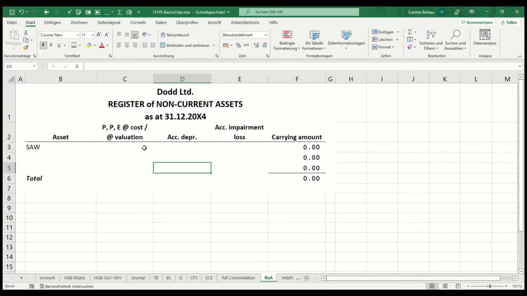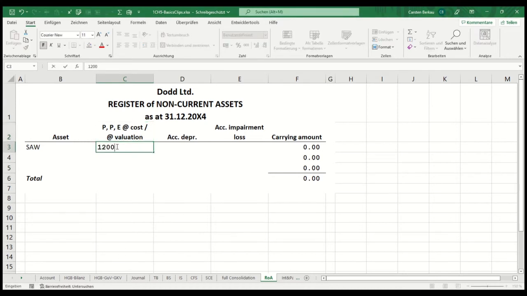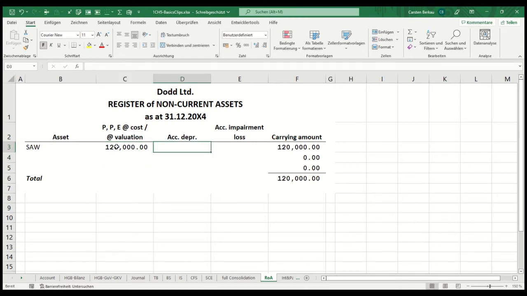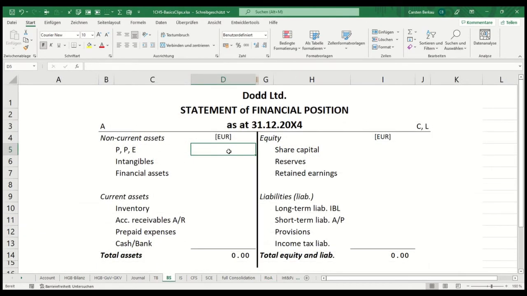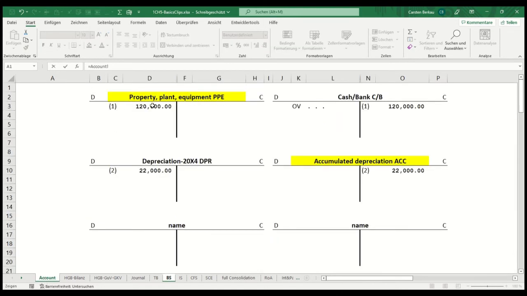Next, I prepare a register of non-current assets for DODD Limited in 2004. We start with the cost of acquisition. The saw has been acquired at cost of acquisition of 120,000. The accumulated depreciation is recorded as a negative figure. It is here negative 22,000. As you can see, the carrying value is 98,000, which is the value that appears on the balance sheet under property, plant and equipment. This means whenever I have to record property, plant and equipment on the balance sheet, I go to the property, plant and equipment account, click on the 120,000 and then I deduct accumulated depreciation, which is the balancing figure of the accumulated depreciation account.